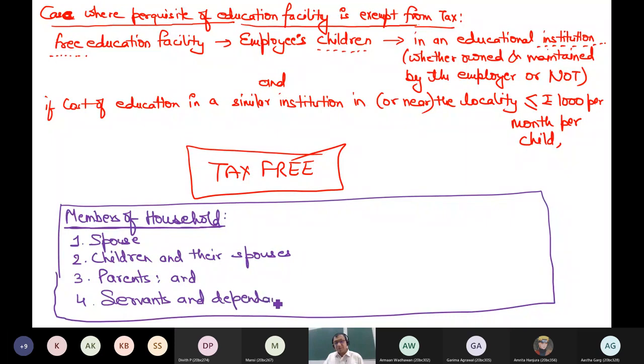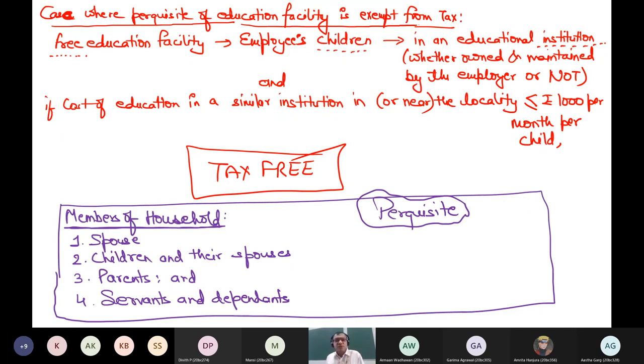So in fact, brothers and sisters are not covered, but brothers and sisters will be covered in the definition of family. So that is why I'm saying that family is different from members of household. In every perquisite, use this definition wherever it applies. Because whenever any perquisite is provided to me, not only to me, but even to the members of household, it's my benefit.